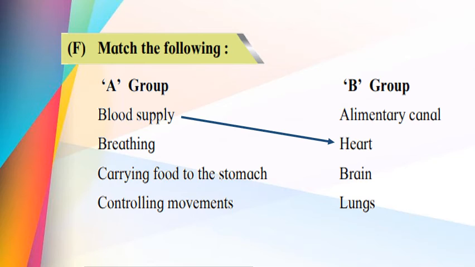Second, breathing. Yes, very good. Lungs. Lungs are the breathing organs. Next, carrying food to the stomach. Yes, esophagus, right? The esophagus is part of the alimentary canal, correct. Next one, controlling movements. Yes, our brain. The brain controls our movements, isn't it?